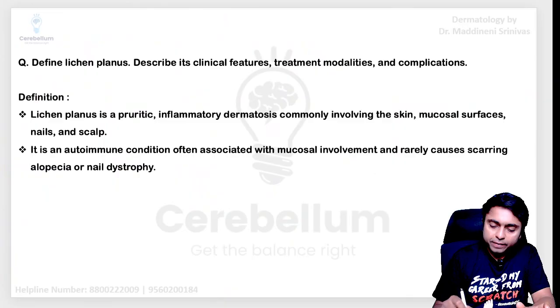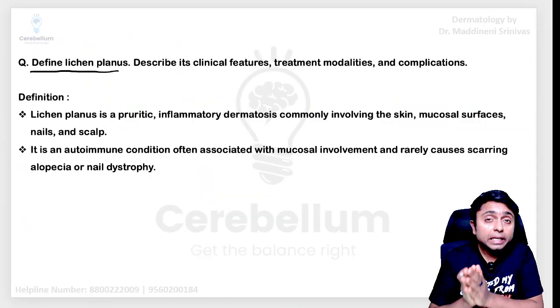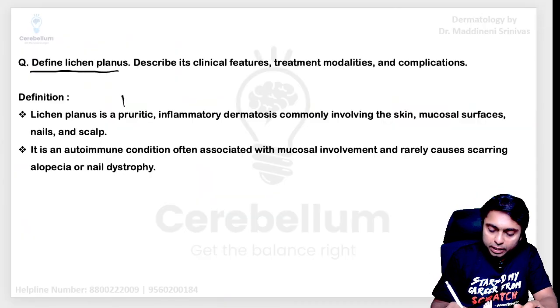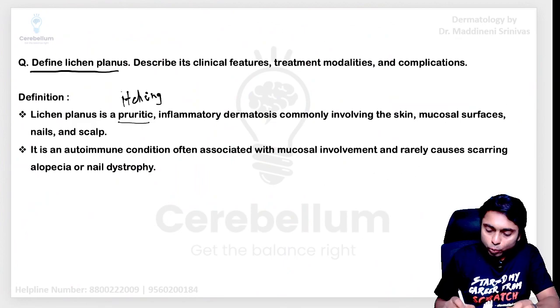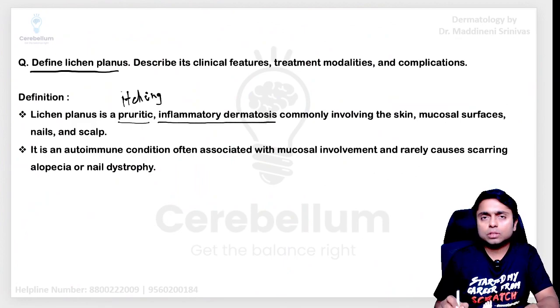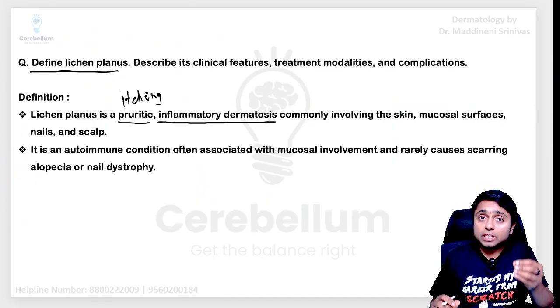Yes, what is the definition of lichen planus? So remember students, lichen planus is a very itchy condition. So itching, we call it a pruritic condition. So lichen planus is a pruritic and inflammatory dermatosis. There will be certain inflammatory cells which are associated, which are lymphocytes.